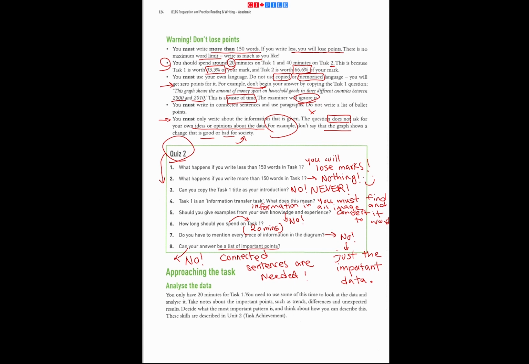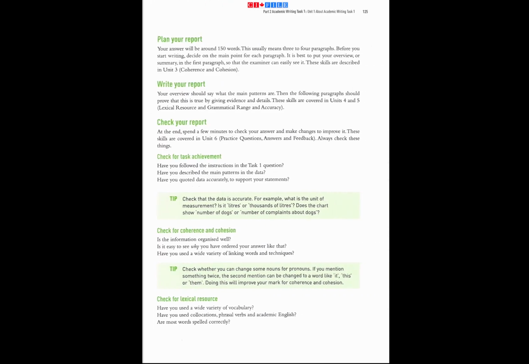Let's take a look at approaching the task. Analyze the data. You only have 20 minutes for task 1. You need to use some of this time to look at the data and analyze it. Take notes about the important points such as trends, differences, and unexpected results. Decide what the most important pattern is and think about how you can describe this. These skills are described in Unit 2, Task Achievement.